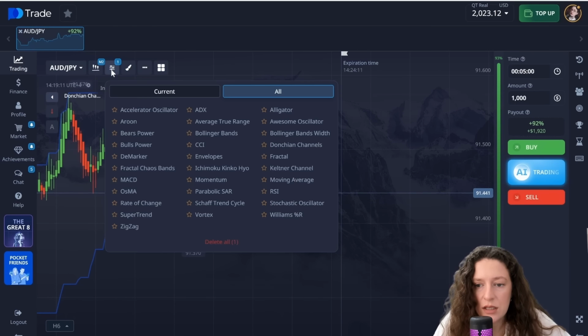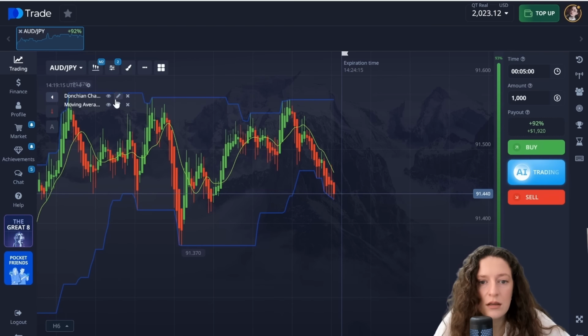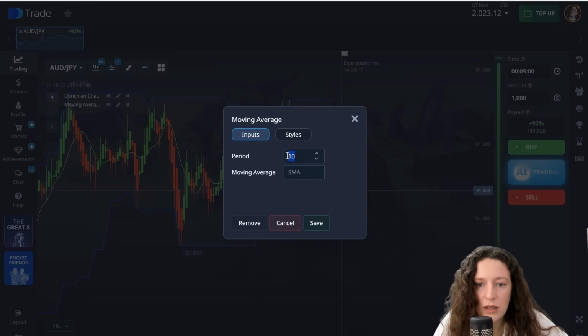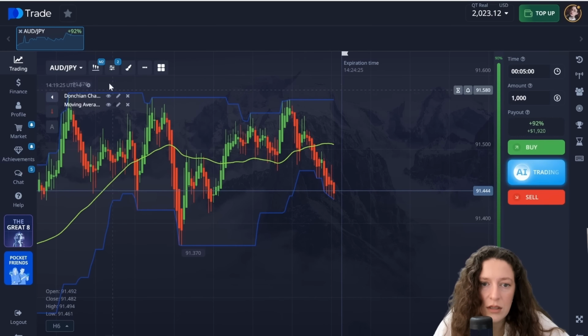Next indicator is the well-known moving average. Let's increase the period to 45. Leave the color as it is, just thicken the line.